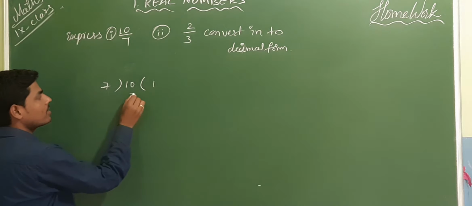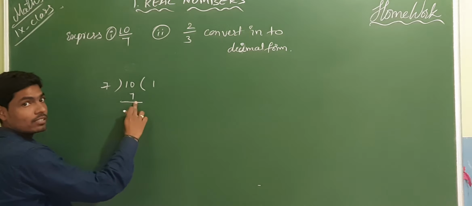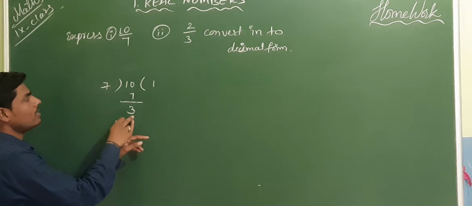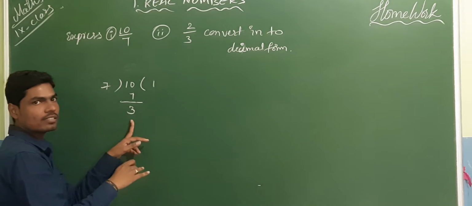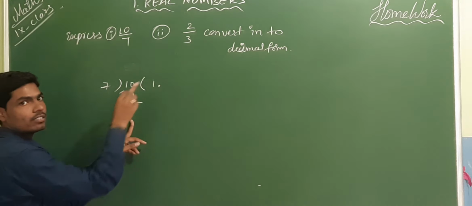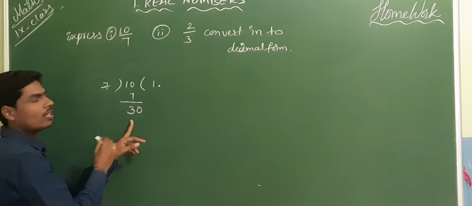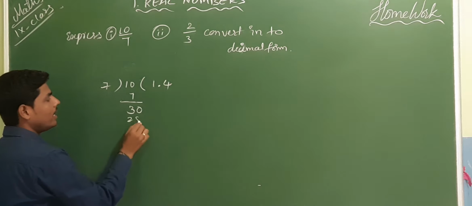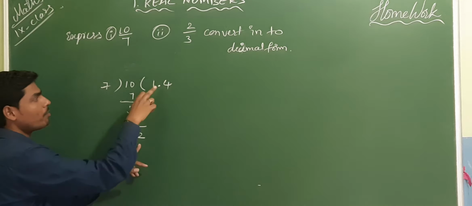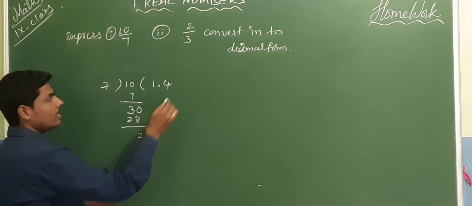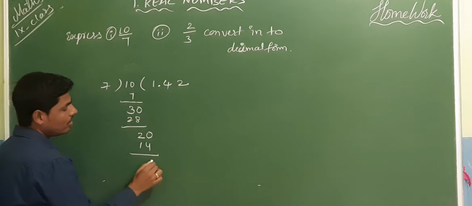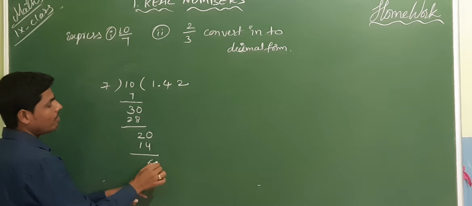7 ones are 7. If you subtract 7 from 10, you will get remainder 3. Now if you compare 7 and 3, 3 is less than 7. So you should take a decimal point here and take a 0 instead. Now, 7 4s are 28. Subtract this, you get 2. Now take one more 0 here. 7 2s are 14. If you subtract this, you will get remainder 6. Now take one more 0.